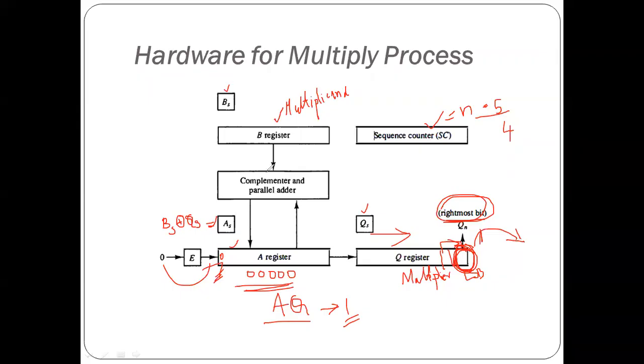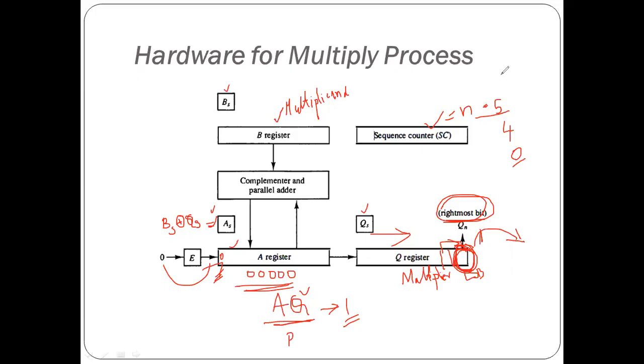Okay, likewise, successively we will do this till the sequence counter reaches 0. As and when it is 0, whatever values are available in the A and Q registers will give us the product, and the sign is available in the AS register. This is how the hardware implementation is carried out for sign magnitude data. Is this clear? Is the algorithm clear?